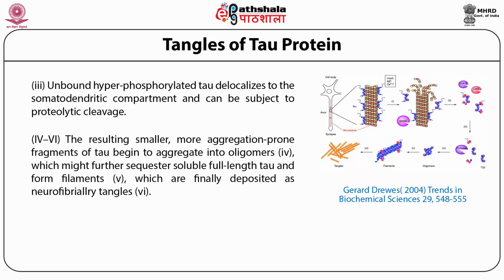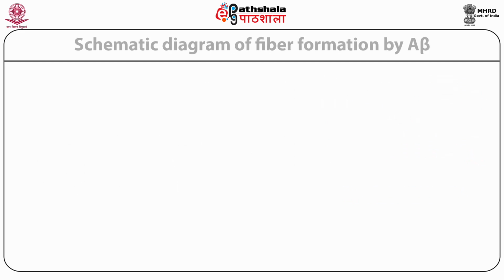The resulting smaller and more aggregation-prone fragments of tau begin to aggregate into oligomers, which might further sequester soluble full-length tau and form filaments, which are finally deposited as neurofibrillary tangles. These small fragments of tau form aggregates, and once these aggregates are formed, they act like a seed. They even sequester the functional tau protein from the microtubules.